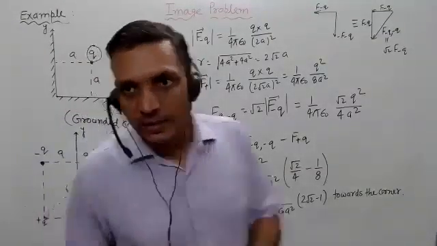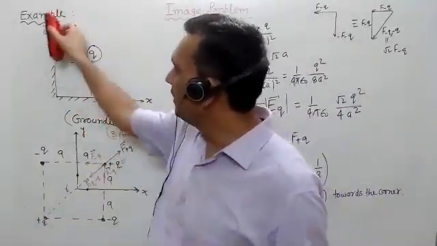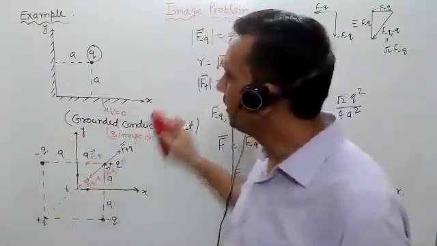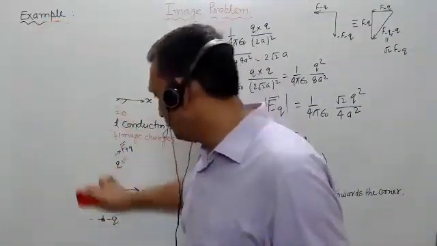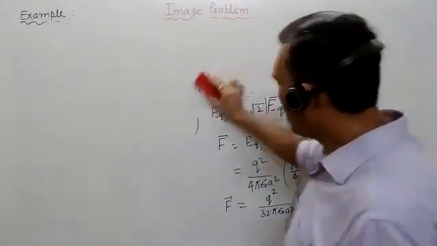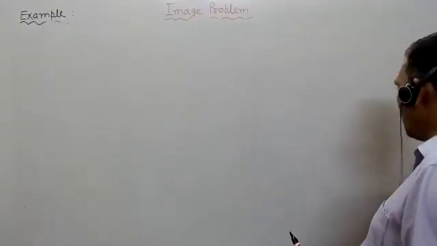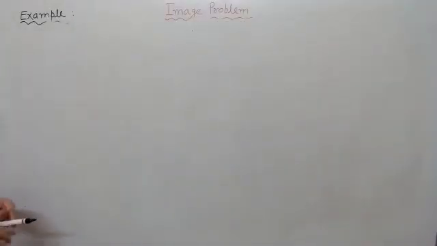Now we will generalize this case. In this case, I have shown you that when they are at right angle, 3 image charges will develop. Let's see what will happen when they are at some angle. Sometimes in objective questions, they will ask you how many image charges will develop, so that you can calculate. So let us generalize this case.